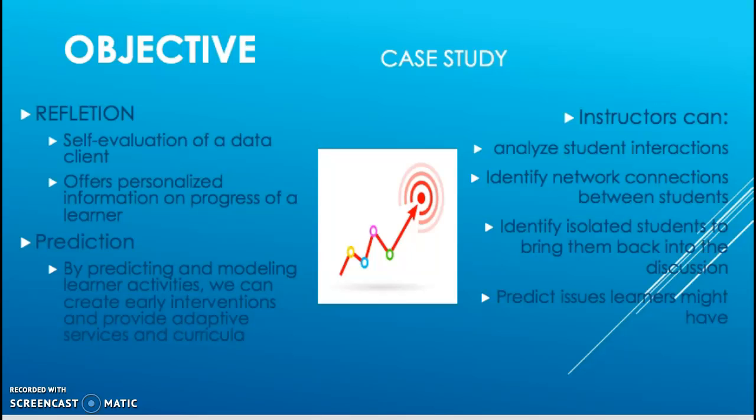Next is the objective. In order to have effective learning analytics, we must have an objective that we're studying. So for reflection and prediction, we must have self-evaluation of a data client, and it must offer personalized information of the learner's progress. Also, by predicting and modeling the learner's activities that they will be working on, we can create early interventions and provide adaptive services such as technology and curricula. Also, by predicting special needs that students might have, we can then create lessons that meet those needs.